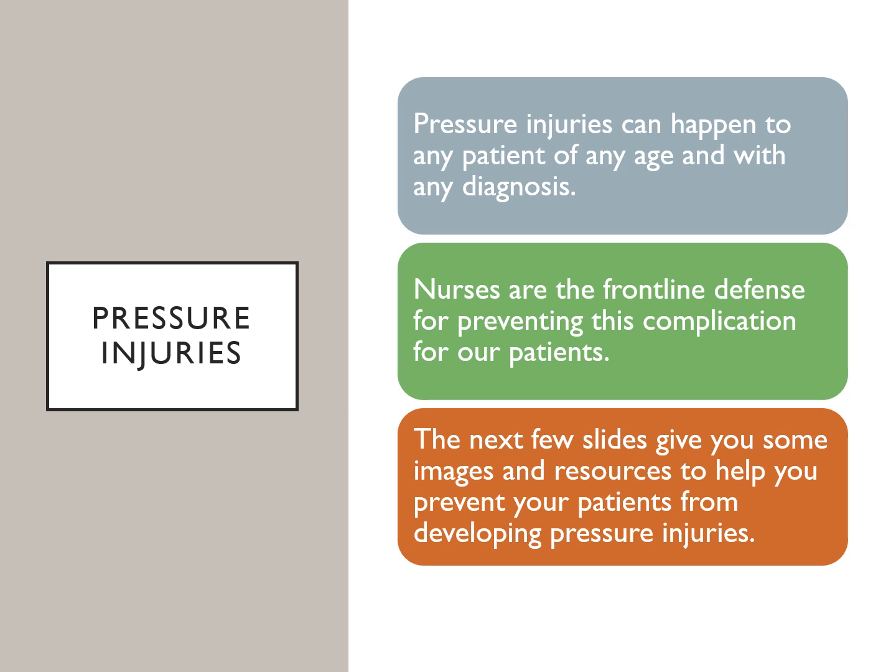We as nurses are considered that frontline defense for preventing this complication, either through educating our patients to turn, or physically turning them, physically putting those dressings on. When they look at risk factors in the hospital and risk factors that can be fixed by staff, pressure injuries are what we consider a nurse sensitive indicator, meaning it falls on us to prevent it and to make sure it's not happening. Our next few slides are going to kind of give you guys some images and resources to help you prevent your patients from developing pressure injuries while they're in the hospital.